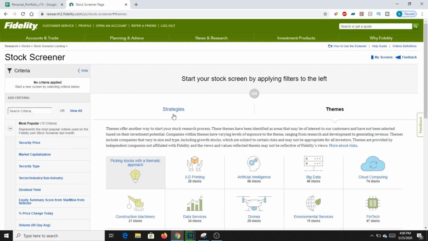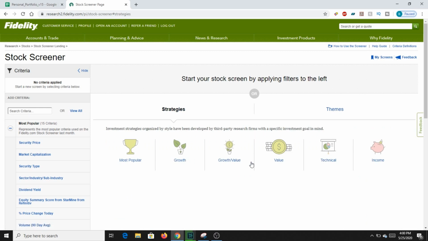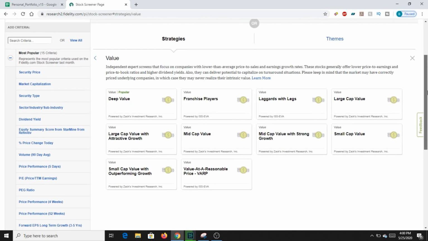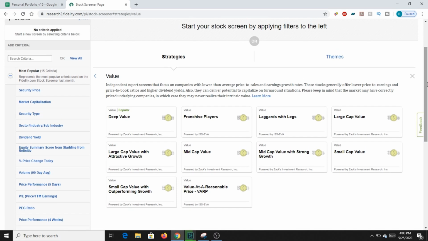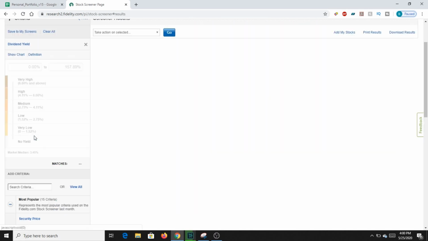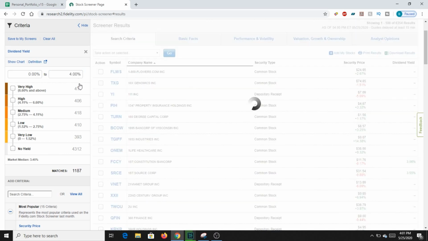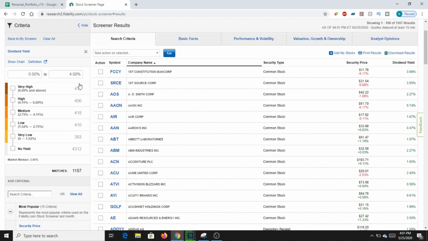But let's just take, for example, that we want to look at strategies. We want to look at, say, value companies. So making sure that they have a good value. You can continue to look at a whole bunch of different things here, or you can go over here to the left and create your own key criteria that you want, right? Are you going to say you want something with a dividend yield of, let's just say, no more than 4%, because that's really, let's just say, where you cut off the criteria.